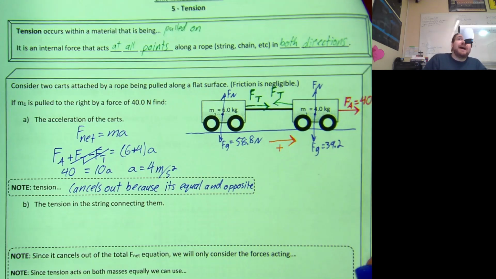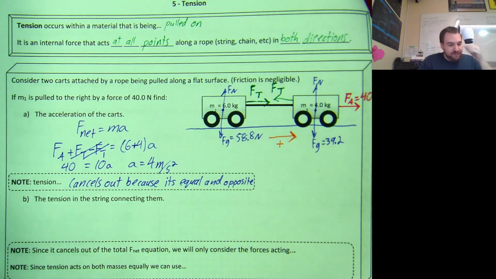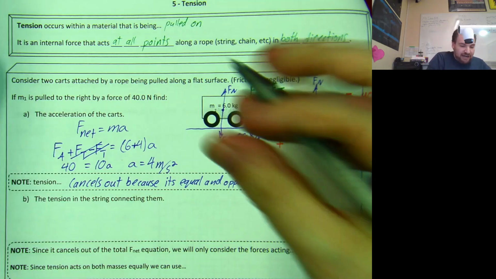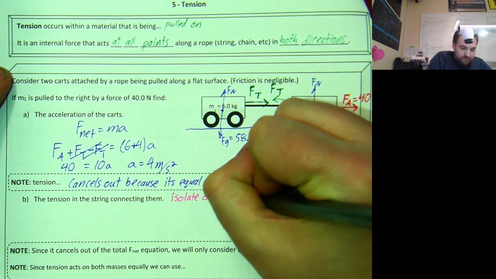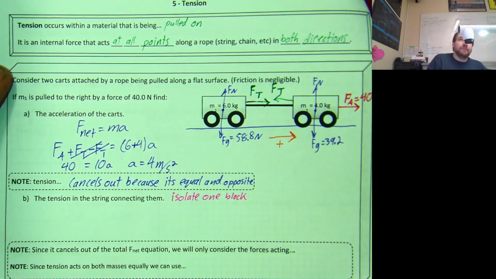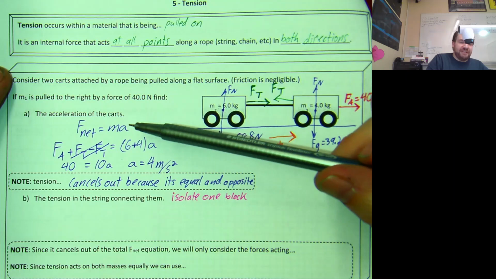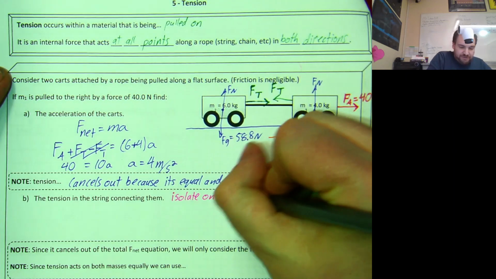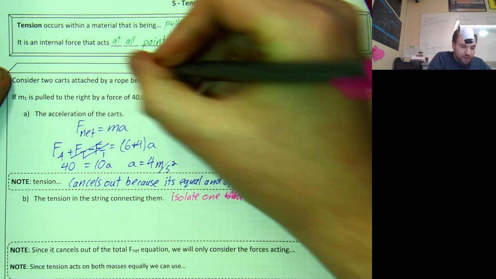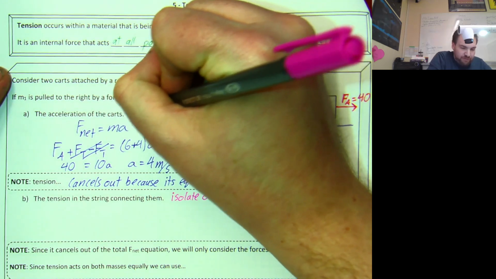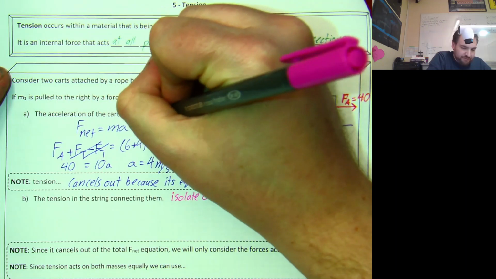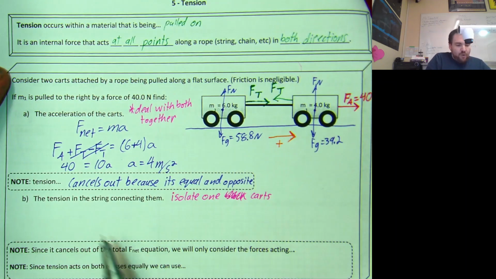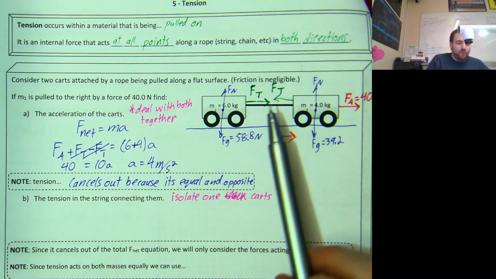Now, if I wanted to go find that tension, I want to figure out what Ft is. We're going to isolate one block. So I'm going to go back up here. When we're talking about the acceleration of the carts, and I'll call them carts down here, because they accelerate together, we deal with both together. When we want to find the tension between them, we isolate one cart.